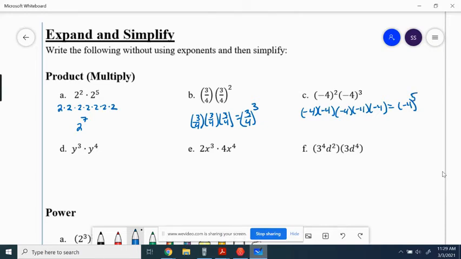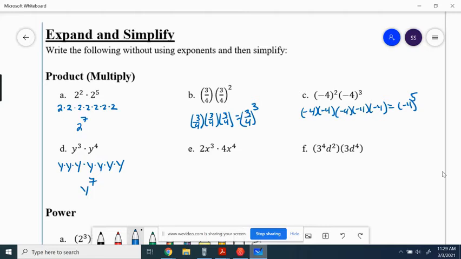Okay, this works for variables as well. So D, we have y to the third, which is just y times y times y, times y to the fourth, which is y times y times y times y. So we have y to the seventh power.